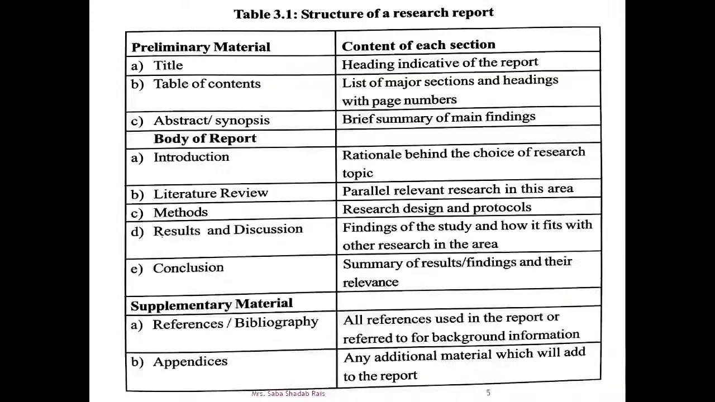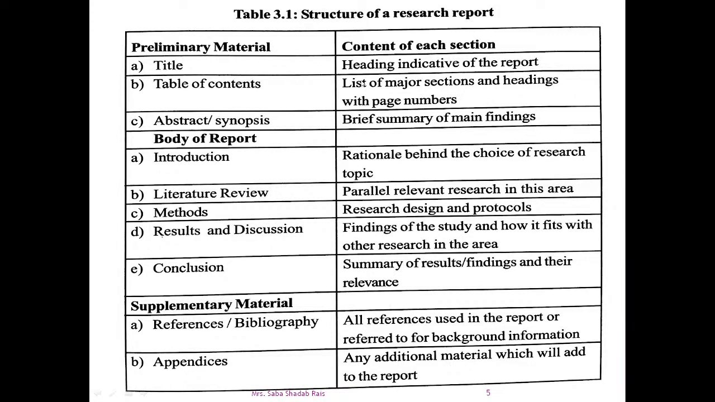Now the next thing, report writing. When you are writing the report of any research work, the title will be there. You see, all the components will be the same, only the format is a bit different. So the title, which will be a heading indicative of the report, then the table of contents, a list of major section headings with page numbers. This is the only thing which is different between the research paper and report writing. So here the table of contents is nothing but your index. Okay, then abstract.